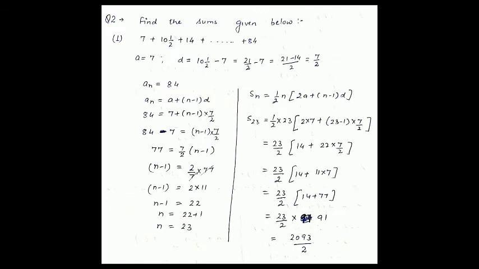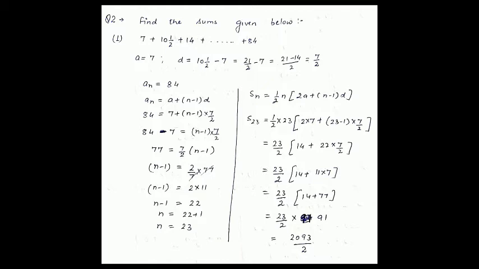Question number 2, find the sums given below. Okay, so the first part is 7 plus 10 1 by 2 plus 14 plus ... and plus 84. So A will be 7, D again it will be 10 1 by 2 minus 7. So 10 1 by 2 is in mixed fraction. We will convert the mixed fraction into an improper fraction. So it will be 2 10s are 20 plus 1. So it will be 21 by 2 minus 7.